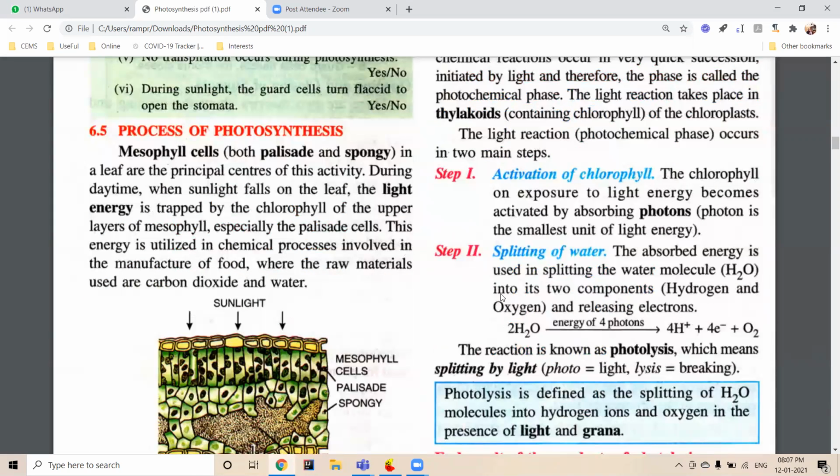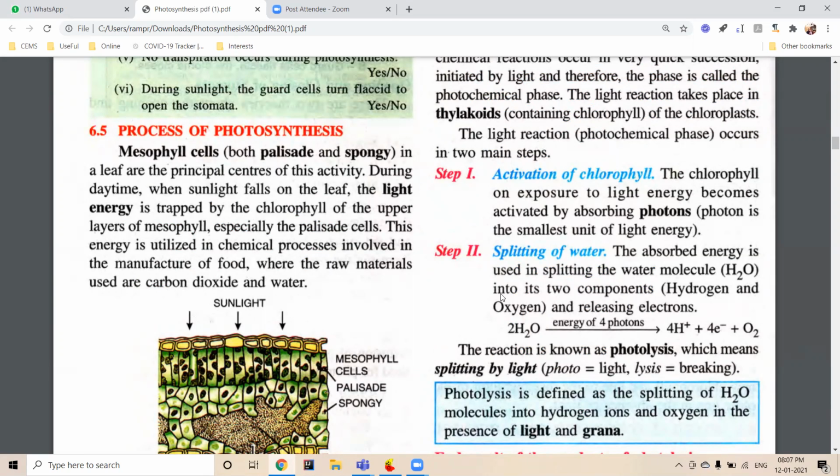So the light reaction includes two steps. First step, activation of chlorophyll. When leaves are exposed to sunlight, chlorophyll becomes activated by absorbing photons. Photons are nothing but packets of energy, the smallest unit of light energy.